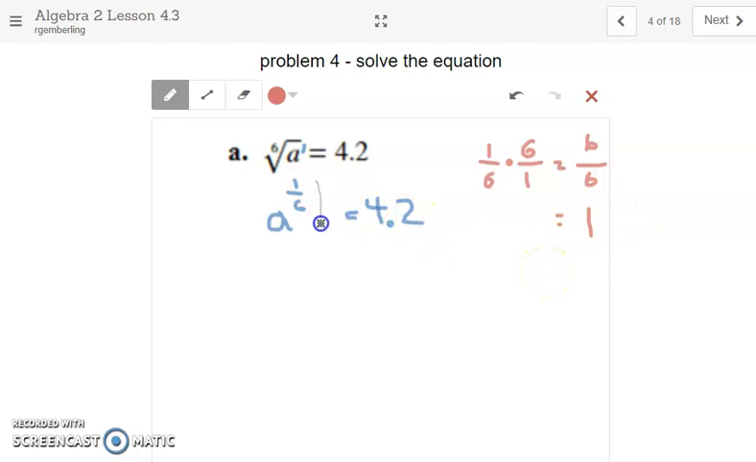So I'm going to multiply this expression, the 1/6 exponent, by a 6, and then we're also using a 6 on the other side. So it ends up being a to the first power on the left side, and then on the right side it'll be 4.2 raised to the 6th power, and we'll get like 5,489.032 as an approximation.